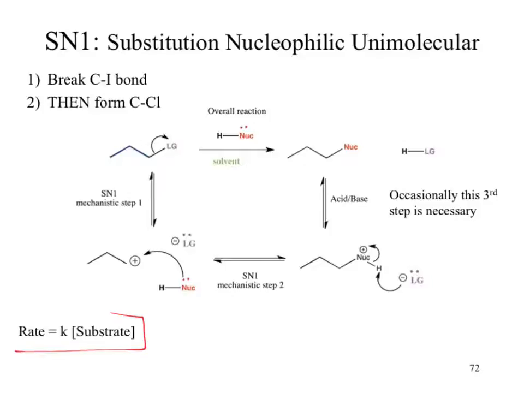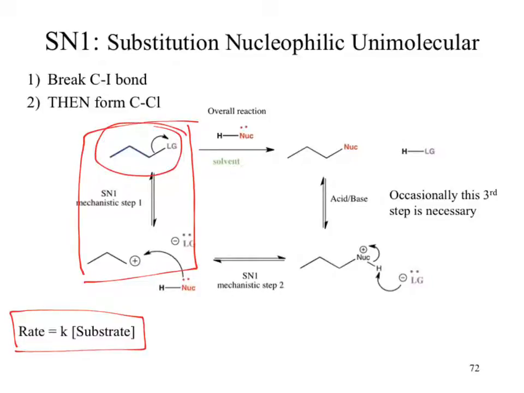Number one, when we look at the rate expression, okay, there's only one thing in it. Why is there only one thing in it? If we look at our rate limiting step, which is that first step, there's only one reactant, which means it is unimolecular. So it is referencing that rate determining step.